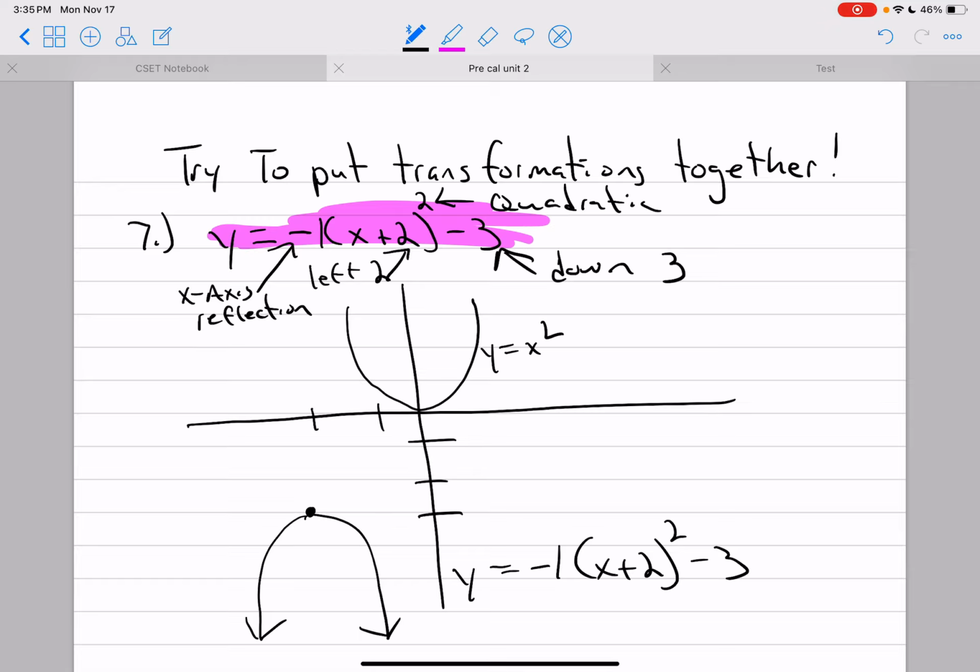All right, that's all we're doing. We're going to get all kinds of practice with this, but hopefully that starts to give you an idea of how these different pieces work and how they affect the graph.